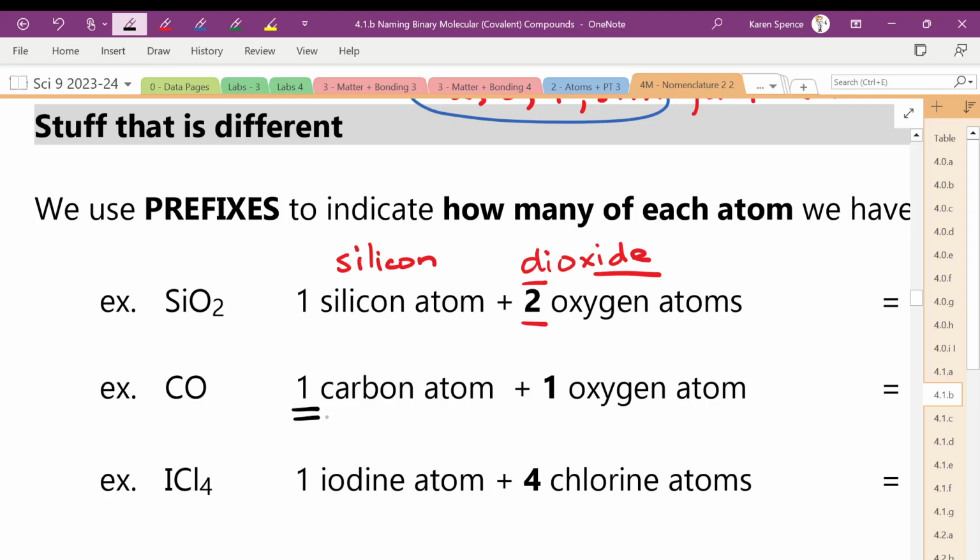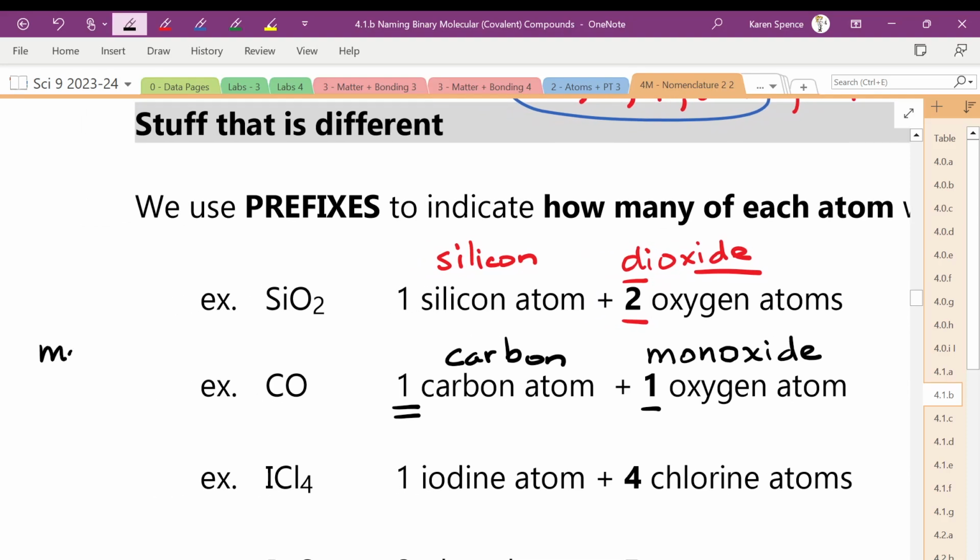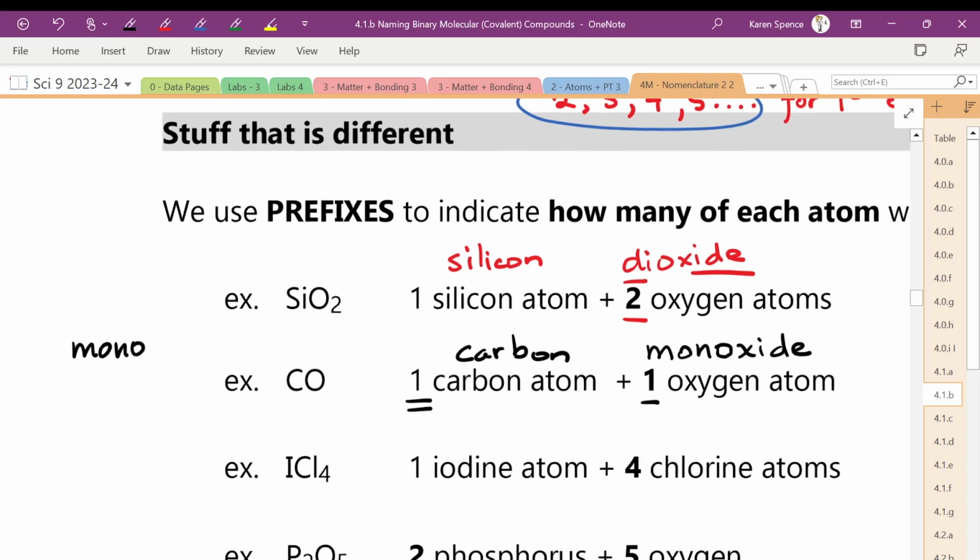One carbon, that's our first element. Do we use a prefix for one of the first element? No, so we just write carbon. Does anyone know what the prefix for 1 is? Starts with an M. Mono. So it's monoxide. Yes. Now the prefix for 1 is technically mono, not just mon. But look what happens if we put that with oxide.